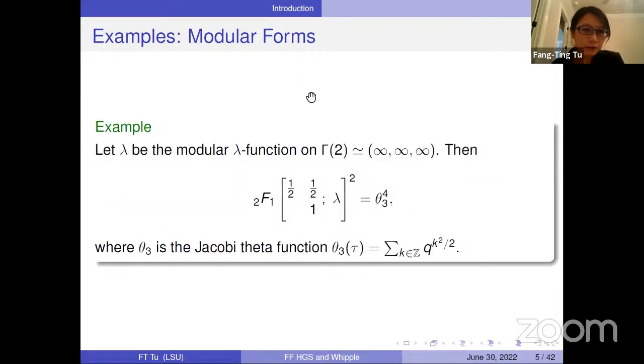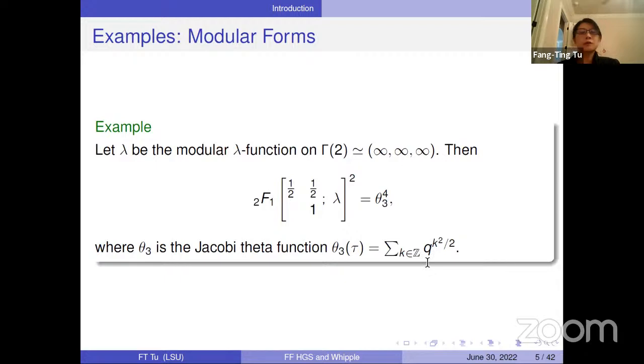So first of all, if we consider lambda to be the classical modular lambda function on Gamma(2), the principal congruence subgroup Gamma(2), and it is a triangle group with exactly 3 cusps. So now the square of this 2F1 function is then a weight 2 modular form, which is the same as the fourth power of the Jacobi theta 3 function.